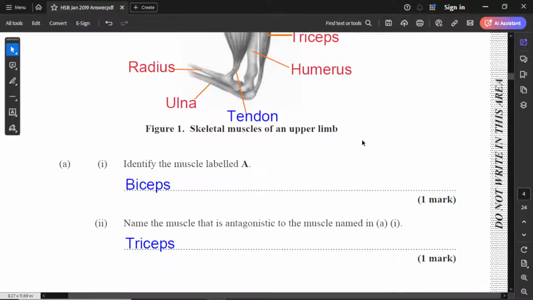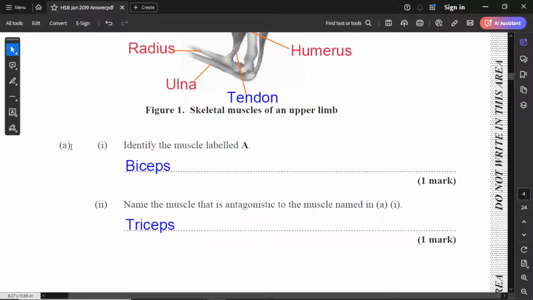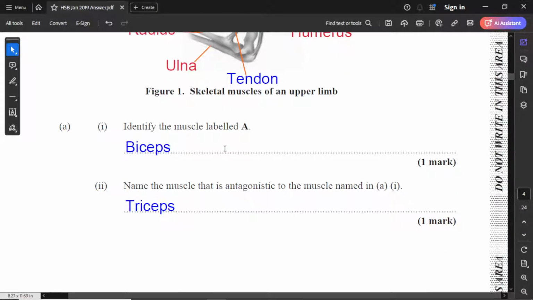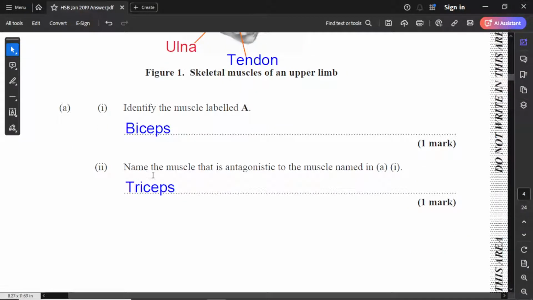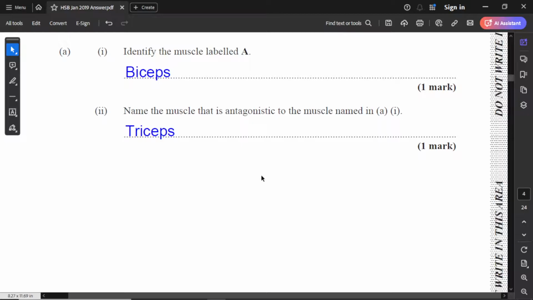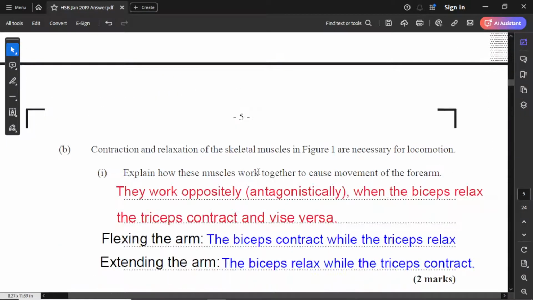All right, so for the first question of section A, part A1 is to identify the muscle labeled A, and we identify that as the biceps. And it's to name the muscle that is antagonistic to the muscle named in A1, and that will be the triceps. All right, and so let's go to part B.